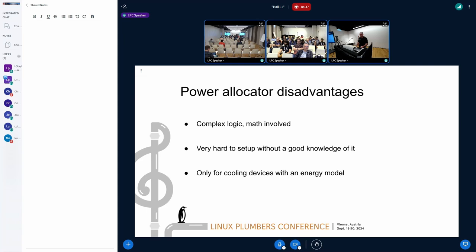And the last disadvantage is the IPA only works if you have devices and cooling devices with the energy model. So I think that your last bullet is the most restrictive one. I mean, this means that currently we have energy models for CPUs only. Yeah, and GPU. Yeah, okay. So this means that the power allocator governor cannot be used in the majority of cases, basically. Yeah.